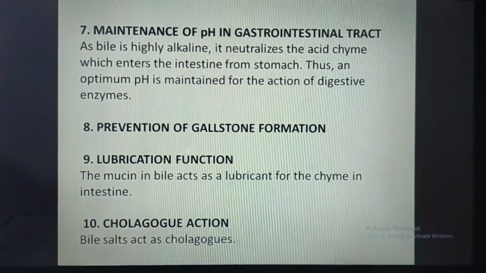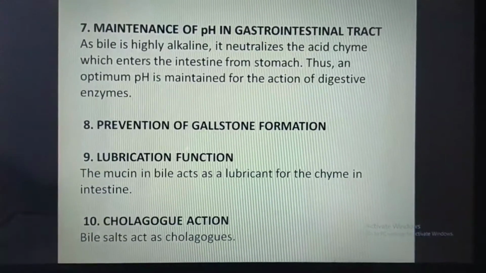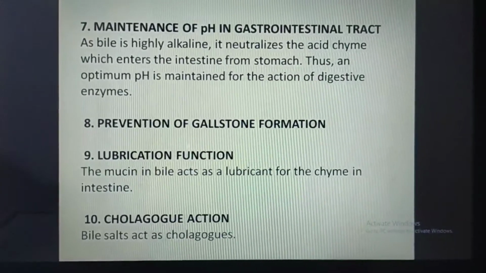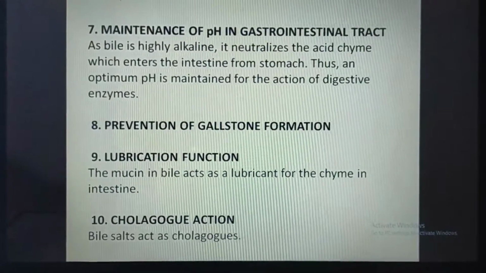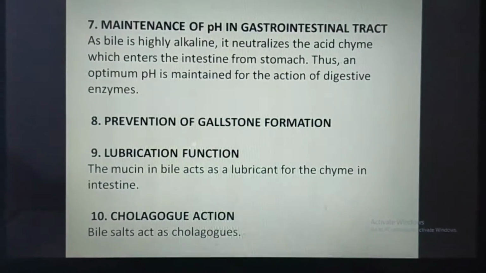Prevention of gallstone formation. Lubrication function. The mucin in bile acts as a lubricant for the chyme in intestine. And cholagogue action. Bile salts act as cholagogues.